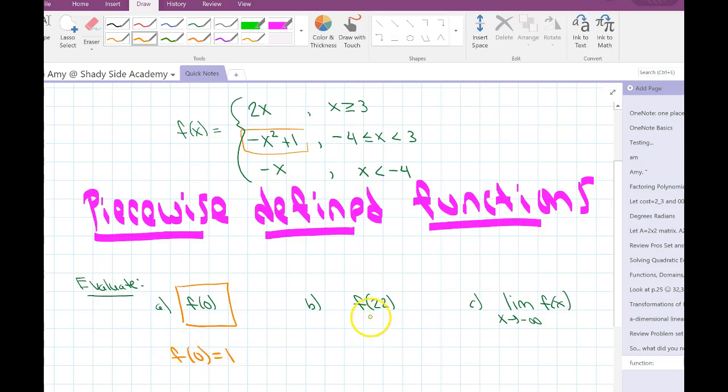F of 22, similar question. F of 22 is asking you, when x equals 22, what will y equal? Well, you have to find the relevant piece, so to speak, of the function that pertains to an x value of 22, and that is right here. F of 22 then equals 44.